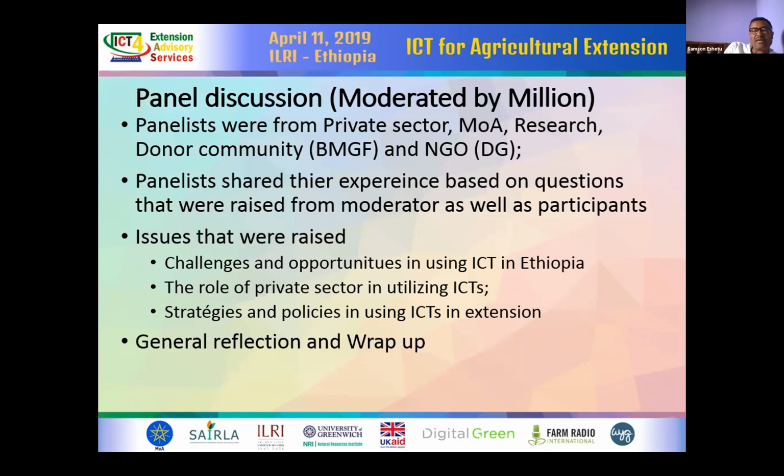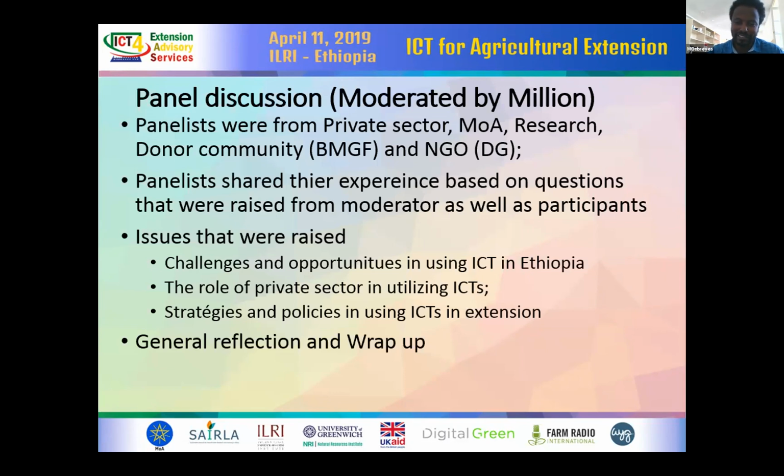Million maybe can provide us some key outputs, maybe one or two key outputs from this panel discussion. Million. I think for me, there were two or three key outputs which I would like to reflect on.